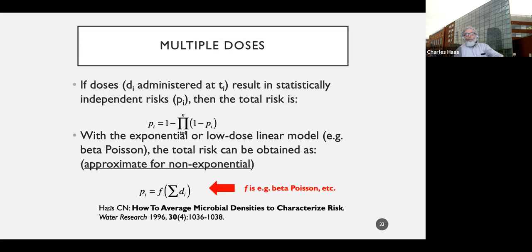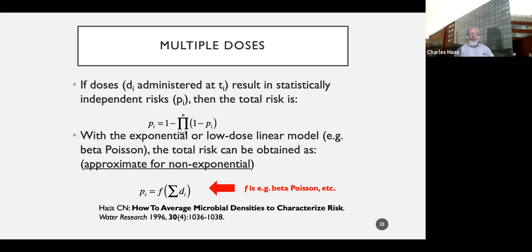Now, what happens if we have multiple doses? So let's say you're exposed to an average dose of 0.1 viruses today, 0 for the next 5 days, 0.01 on day 6, et cetera, et cetera. How do you determine the overall risk? And the answer is fairly straightforward.